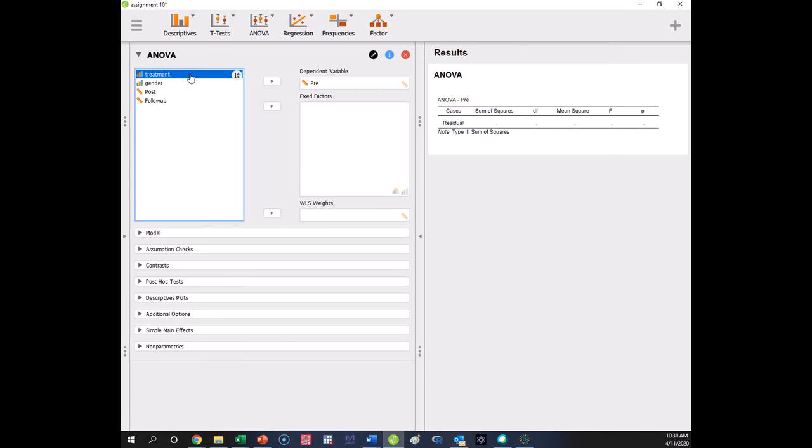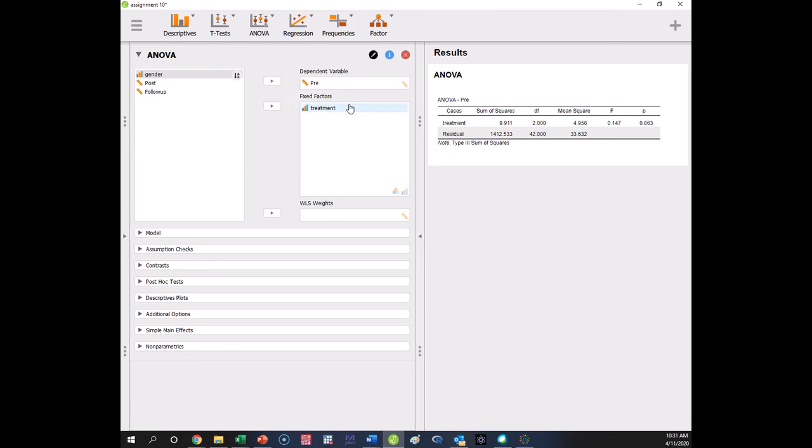And then we're going to look at how treatment, as the grouping factor, fixed factor, affects this dependent variable, the pre-levels of manic symptoms. So here's what we find. Treatment, the f value, the p value. Okay, so this p-value is greater than 0.05, so this is not statistically significant. So there's no effect of treatment on pre-level.